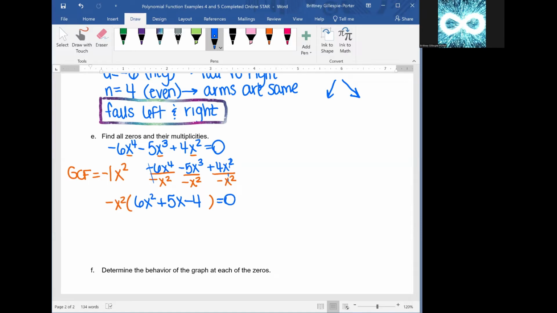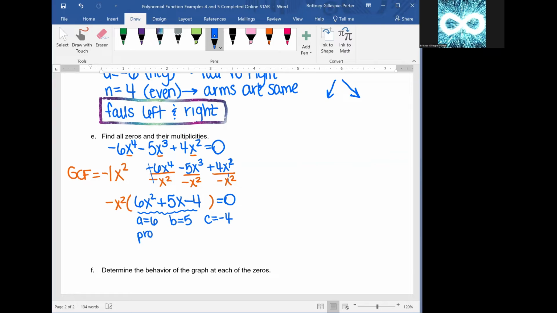We're not done yet because the inside is not factored. I'm going to try to factor it. If you don't want to factor it, go ahead and use the quadratic formula. A would be 6, B is 5, and C is negative 4. Remember, we're ignoring that negative x squared until we're done inside the parentheses.